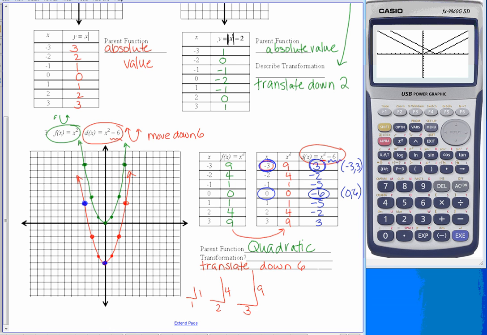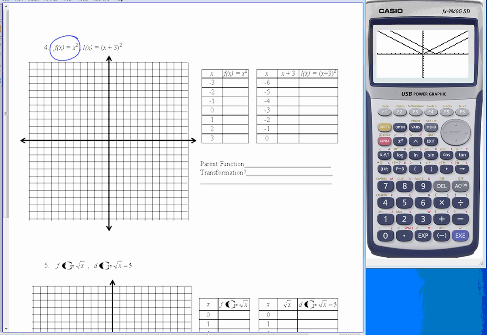All right, number 4, our parent function is the quadratic again. And I can plot that on my graph. 1 squared is 1, 2 squared is 4, 3 squared is 9. So I'm making my parent function on the graph and connecting it with a nice U shape. I could also fill in my table. Then I need to graph my transformation. In this one, it's an x squared, so I know it's a U shape. That was my quadratic parent function.